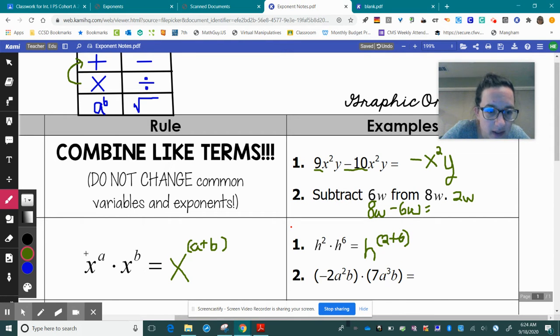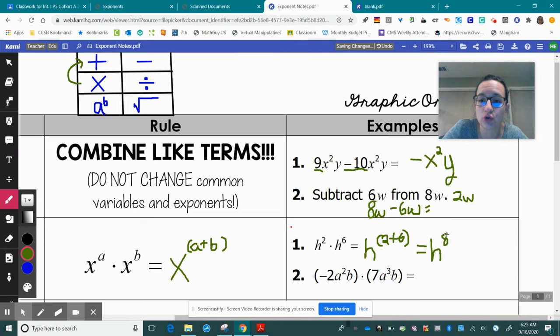Notice that's exactly what we did here. We had our x to the a times x to the b, so we had x to the a plus b. Same idea here, same format. And then we can actually simplify that because I know you can add those like terms. 6 plus 2 is 8. Now, what is happening? What's going on?